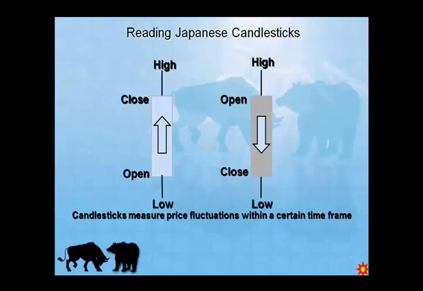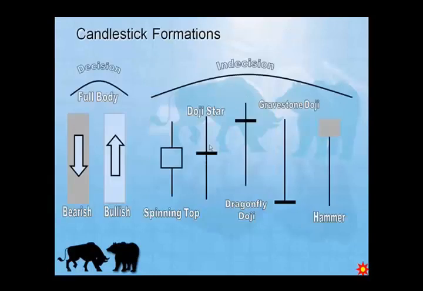A wick tells us the highest the price got during a certain period and the lowest it got during a certain period. So if we were looking at a daily chart, this would mean this is the highest that it got during the day, and this is the lowest it got during the day. This would be considered a bullish candle, and this would be considered a bearish candle. The market went up here: opened low, closed high. Here it opened high and closed low. That would be a bearish candle.